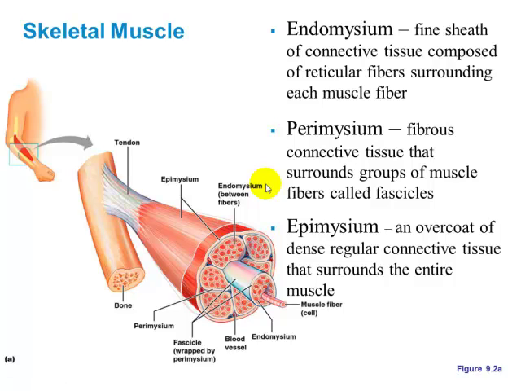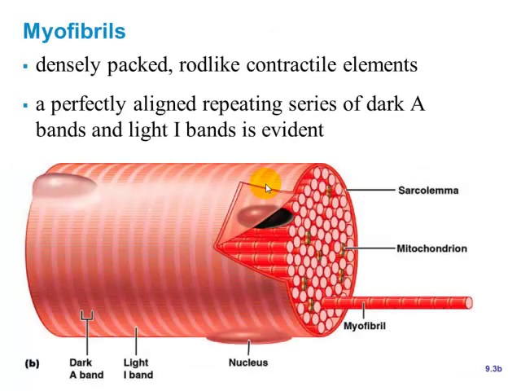So you do want to make sure you keep those different definitions and terms straight. Now we're going to take a little bit of a closer look at the myofibrils. These myofibrils, what we have here, are going to be these densely packed rod-like contractile elements. This would be a myofibril here. So what we are seeing, this entire thing then is a section of muscle cell.